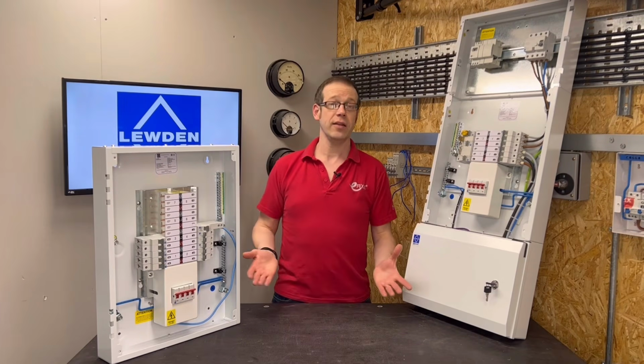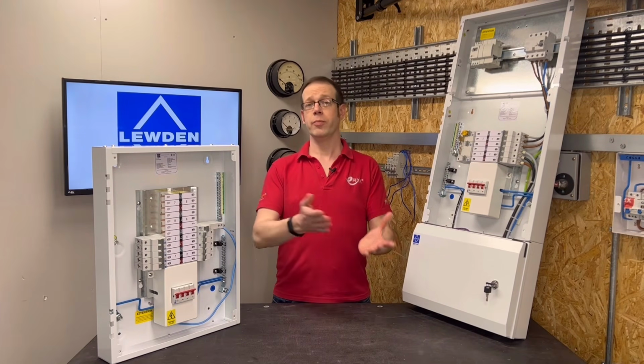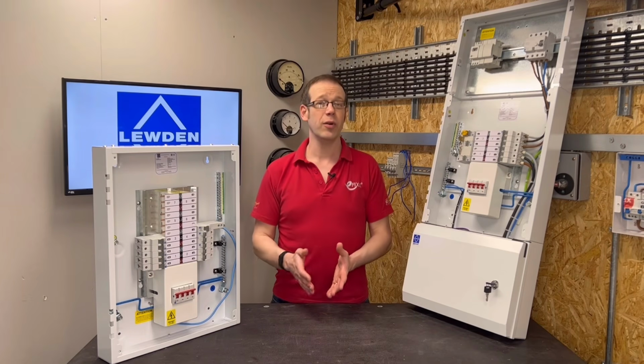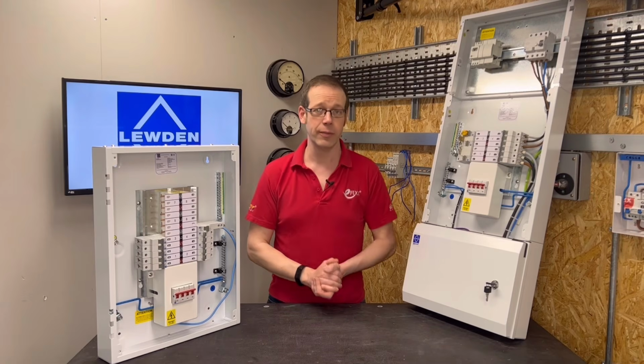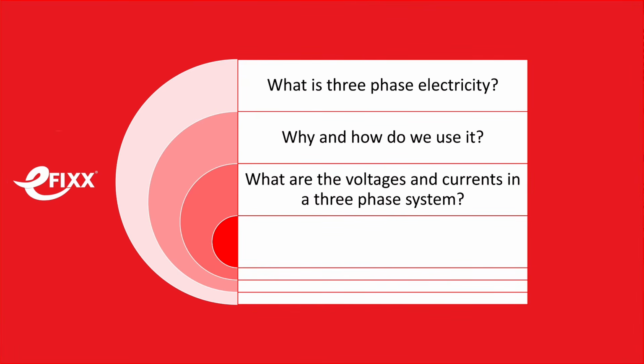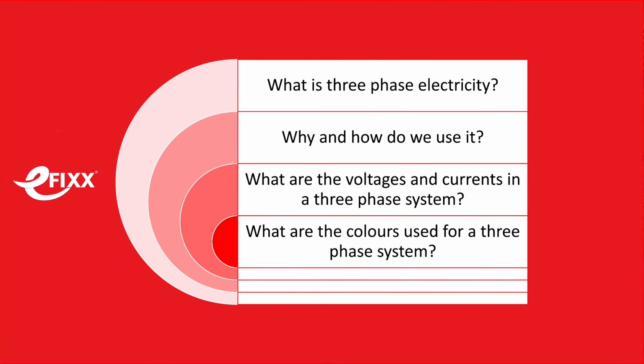Of course, it may be that you wish to keep following the guidance from previous versions of the regs and leave the warning labels, etc. However, you no longer need to do so in order to remain compliant. So there we go. We've looked at what three-phase electricity is, why and how we use it, what the relationships between three-phase currents and voltages are, and we've had a brief historical tour of the three-phase colours.